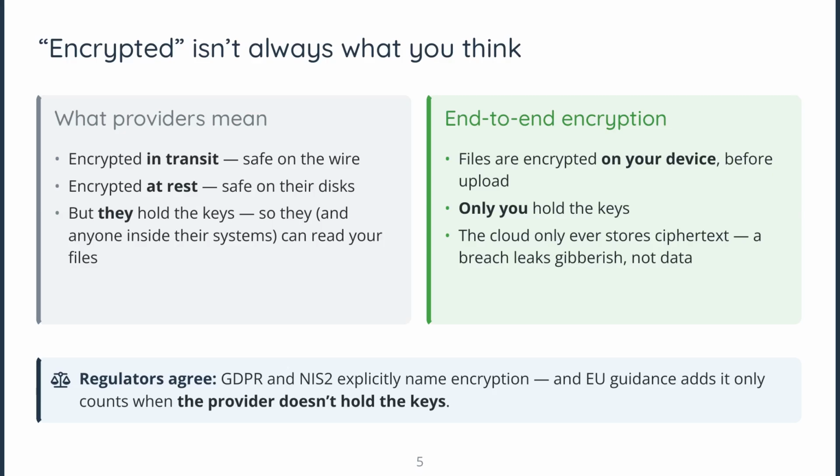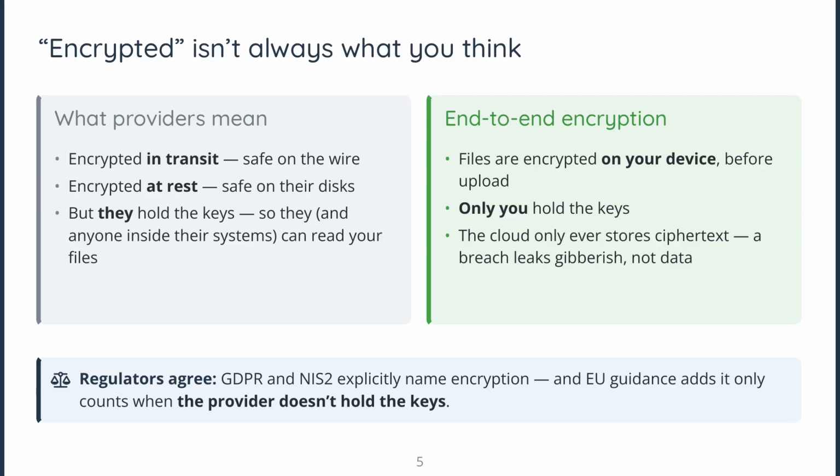There is a simple solution to this problem: end-to-end encryption. You may already know it from messaging apps like Signal or even WhatsApp. With end-to-end encryption, the files are encrypted on your device before they are uploaded to the cloud. The cloud provider only ever stores ciphertext, and you hold the keys, so you are the only one who can read your files. Even if the provider is breached, your files remain private and secure.